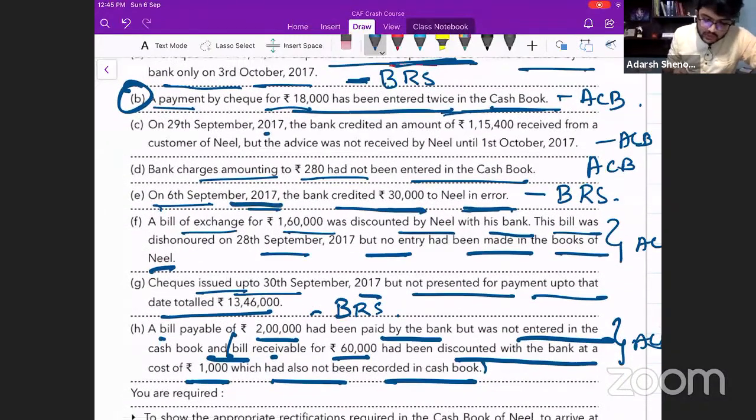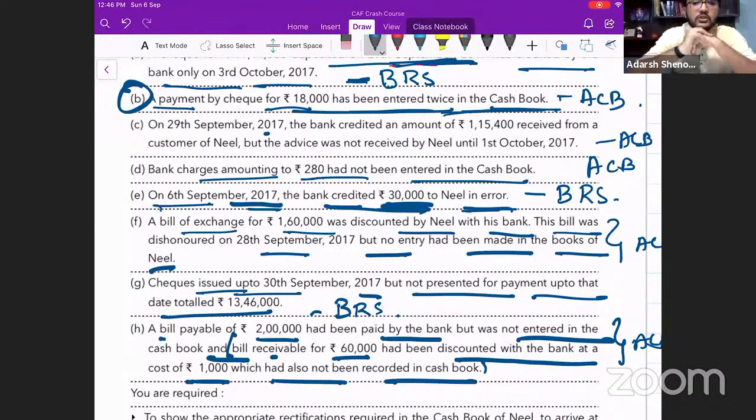On 16th September 2017, the bank has credited 30,000 to Nil in error. That means which balance has moved because of this? Passbook has moved. Can you tell me, has it moved upwards or downwards, the passbook balance? They have credited you in error, so your balance has gone up. Passbook balance has gone up.